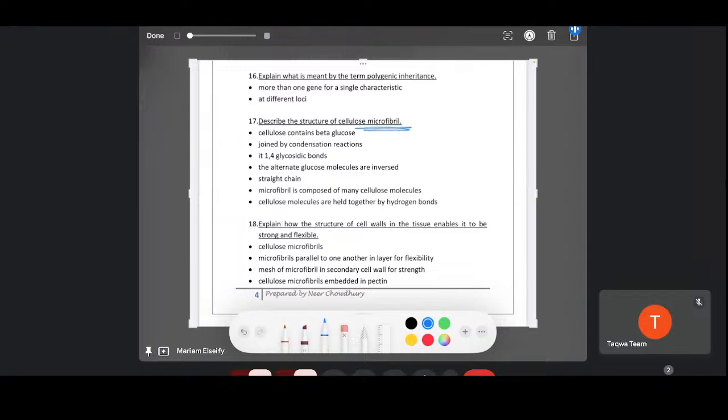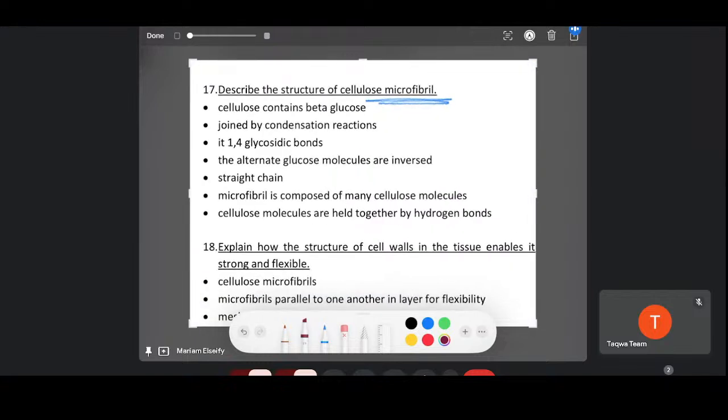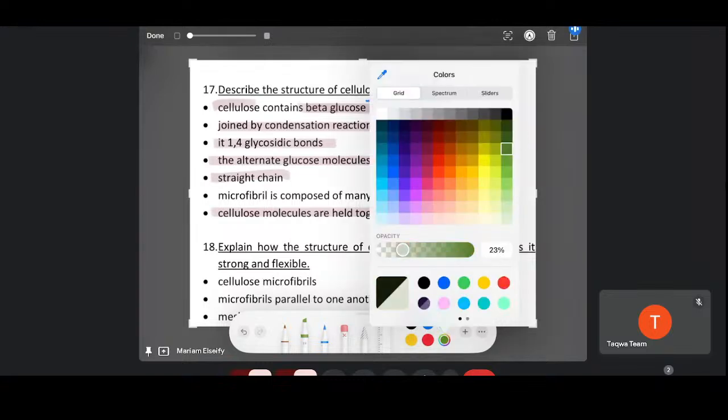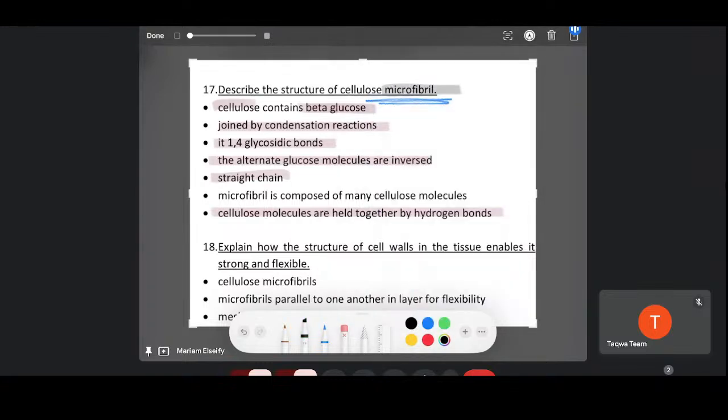Describe the structure of cellulose microfibril. Microfibril is stated in a lot of questions. So what is the structure of the cellulose microfibril? Basically, as normal cellulose, it's made of beta glucose, joined by condensation reaction, it has 1,4-glycosidic bonds, and they are held together by hydrogen bonds. Alternate glucose molecules are inverted, and they're made of straight chains. The only thing that has to do exactly with microfibril is that the microfibril is composed of many cellulose molecules. You just need to say that.